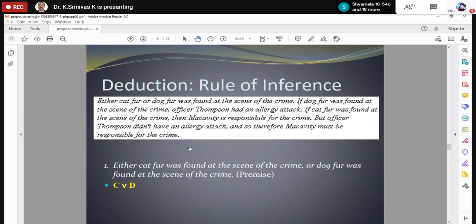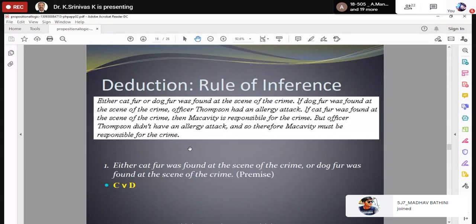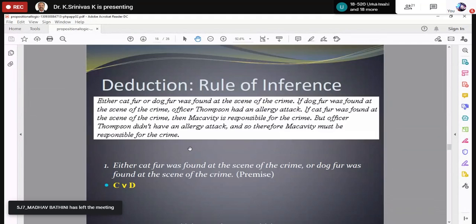So in this, now I just wanted to deduce the rules. I just wanted to infer the various rules. The first one is, if I look at line 1, either cat fur or dog fur was found in the crime scene. So either this or that. Both are not found. Both is AND. If one is one, what? OR. So C or D. C stands for cat fur and D stands for dog fur. So that is the first line. So I am deducing the rule for the first line.